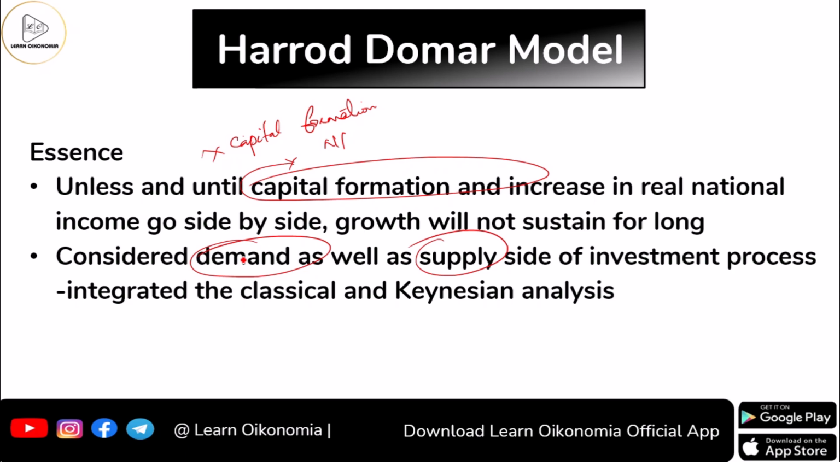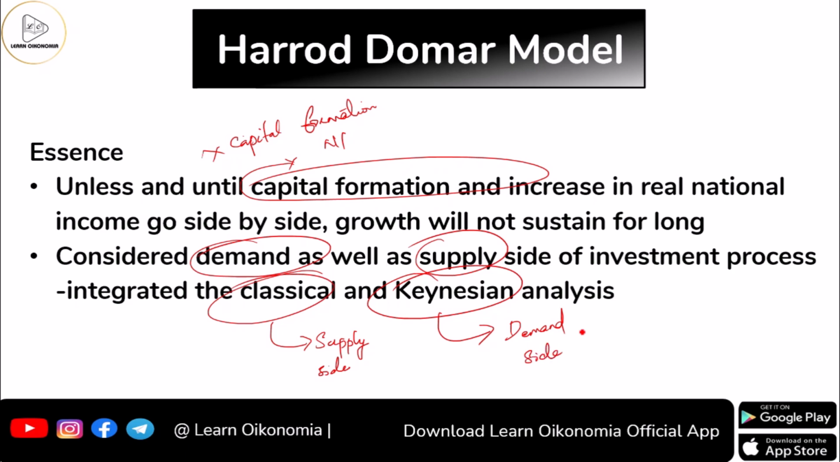So what we could see is that this particular model, the Harrod-Domar model, integrated the classical as well as the Keynesian analysis. The classicals were always giving importance to the supply side, whereas Keynesian analysis, or Keynes and his followers, always gave importance to the demand side. The model, even though it was giving emphasis to the supply side, was also giving emphasis to the demand side. So the model was trying to make a mix of both classical and Keynesian analysis.